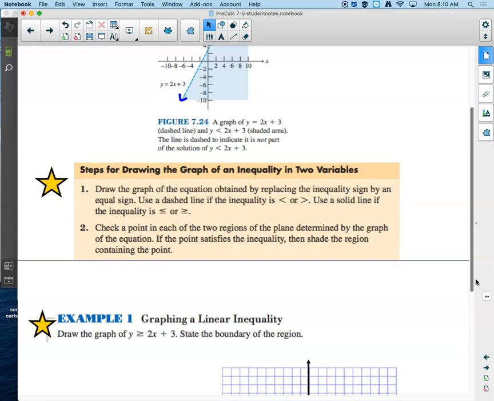And then check a point, test a point in each of the two regions of the plane determined by the graph of the equation. If the point satisfies the inequality, well, then that's the side you should be shading. So shade the region that contains that point.